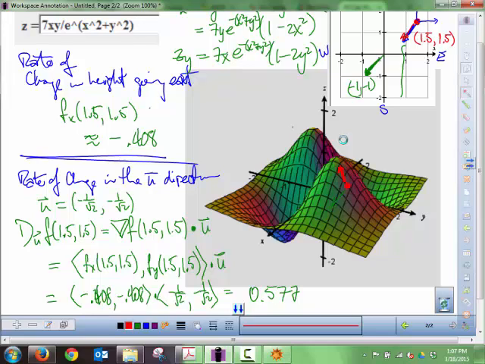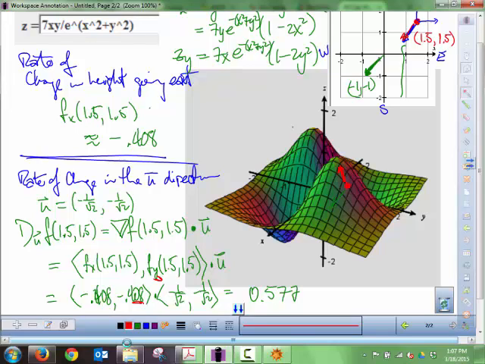So what was the negative 0.408? Is that a rate of change? Negative 0.408 is the change if I go in the x direction. This one is the change when I go in the y direction. And put together, that's a vector. Put together as a vector, it's going to be meaningful. There's going to be some meaning to this that we'll uncover a little bit later on.